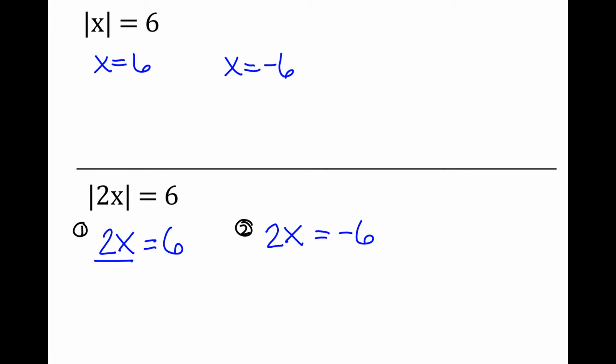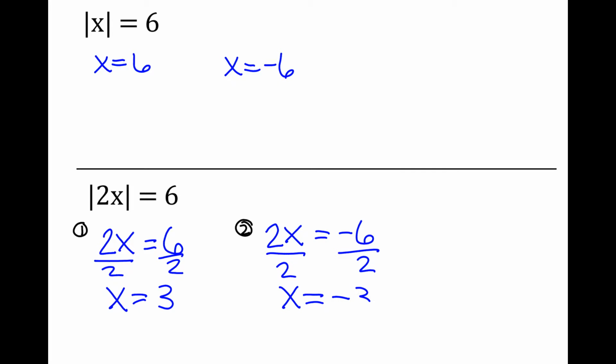So in the first one, divide each side by 2. You get x equals 3. The second one, divide each side by 2. You get x equals -3. Now the way we're going to write our answers for these kind of problems, because there are two answers, we'll write them inside of these curly brackets, least to greatest. So we have -3 and 3 as our answers.